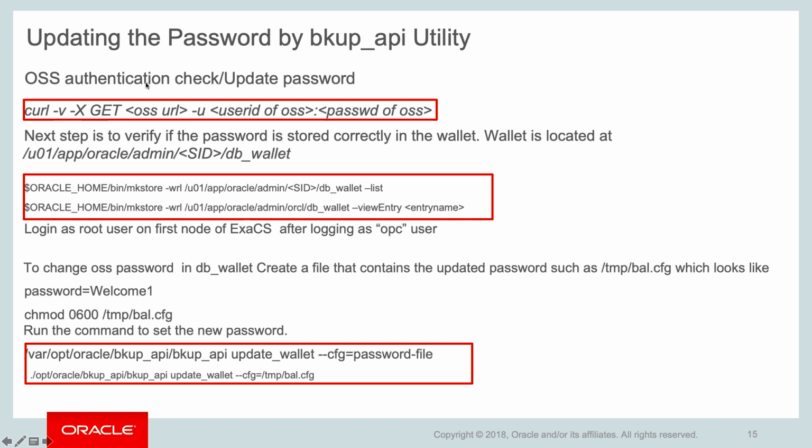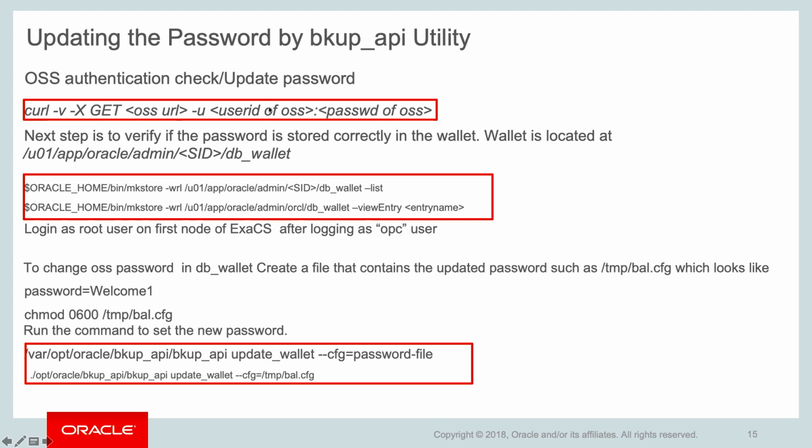Another use case could be your backups are not happening and you don't know why they are not getting done on cloud storage. This is for OSS authentication check or updating the password. It will be useful. First thing you can do is log into your first compute node and issue this command: curl -v -X get the OSS URL which we saw earlier, -u, the user ID of the OSS. In my case, it was bal.sarma@oracle.com, followed by a colon and the password of that one. The password is nothing but the auth token which we created earlier.